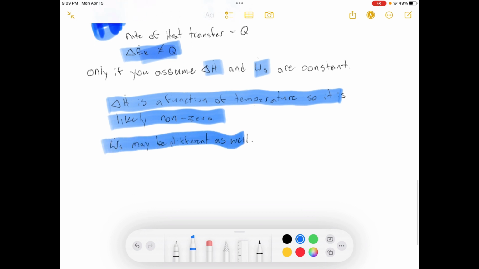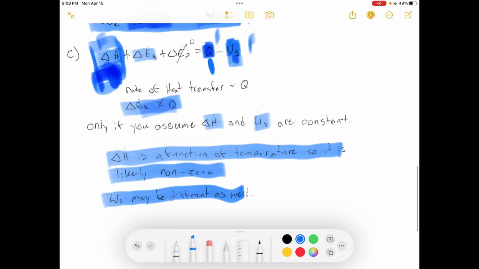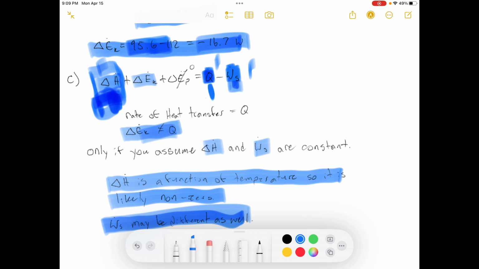And the shaft work might be different as well. We don't know how much work is going into pumping this fluid. If the pressure doesn't change, but the volumetric flow rate changes, maybe the amount of work it takes to pump the fluid is also different. So yeah, interesting question there. I don't know if I give the best answer. If somebody has a better answer, I'll pin your comment if you have a better way to explain this problem. But yeah, those are my thoughts on it.